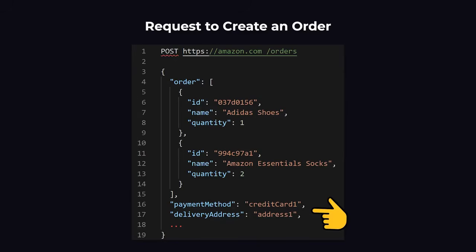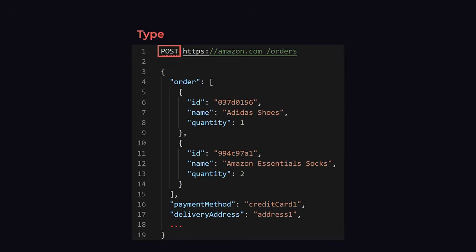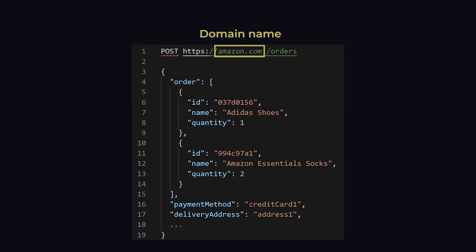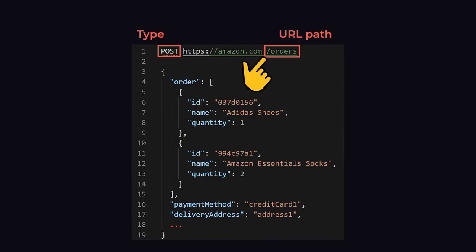Here's a simple example of a request to create an Amazon order. You should easily understand the quantities and some other information about our Amazon order. We have the type of request, the domain name, and the URL path. This describes where this request is going and what type of request this is. First of all, Amazon, the company, has bought the domain name amazon.com, and they configured it so that any request going to amazon.com will be redirected to that server in their office building. That's why we are sending this request to amazon.com. The type and the URL path identify what kind of request this is. In this example, this is a POST request to /orders.